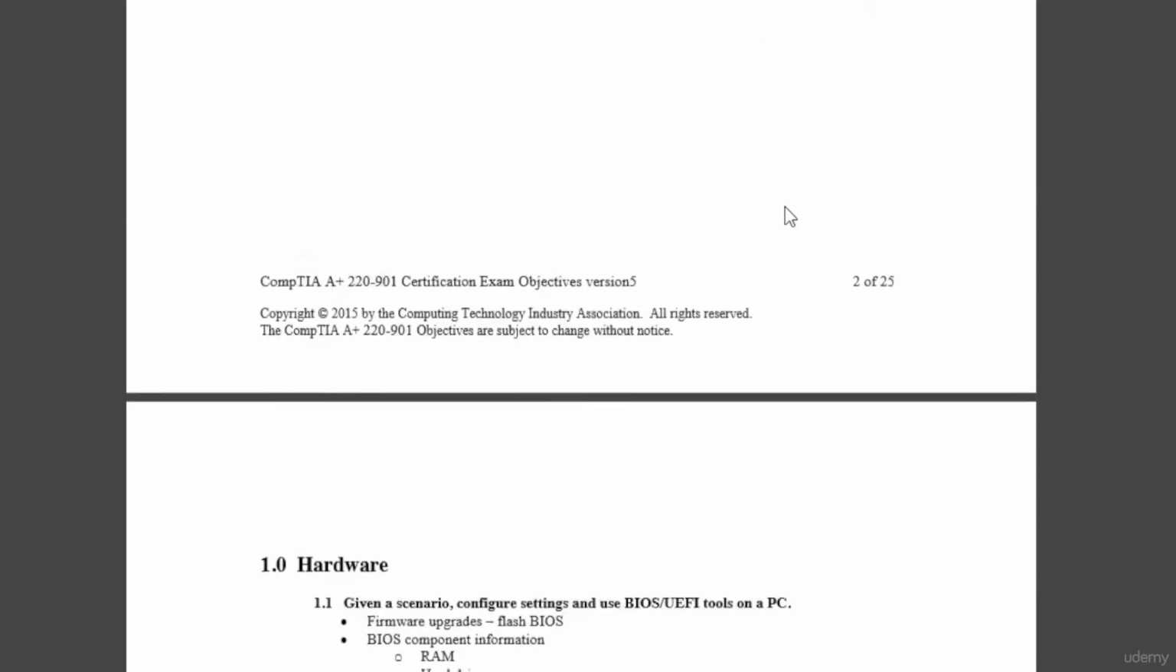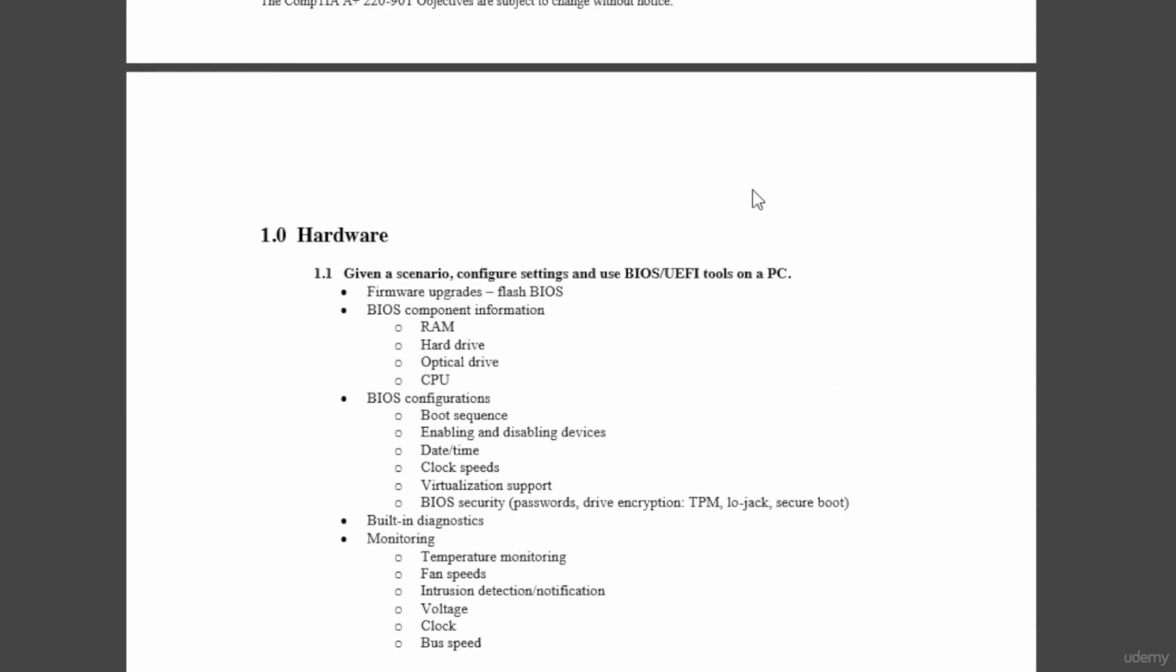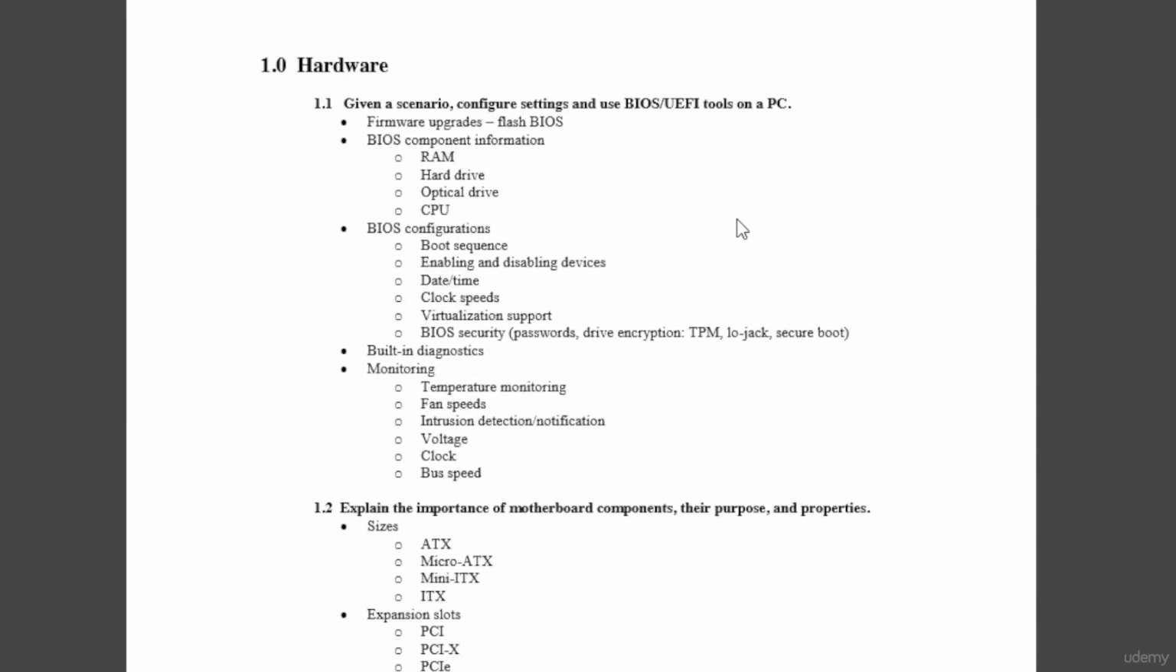As we scroll through this PDF, there's a bunch of stuff at the beginning, but really it starts right here. So here is objective 1.0 hardware. Now, as you look underneath each of these objectives, you'll see there are sub-objectives, 1.1, 1.2, and it goes on and on. Let's just pick one of these. 1.1 says, given a scenario, configure settings and use BIOS/UEFI tools on a PC. So they're really talking about very specific things you need to be able to do on the exam.